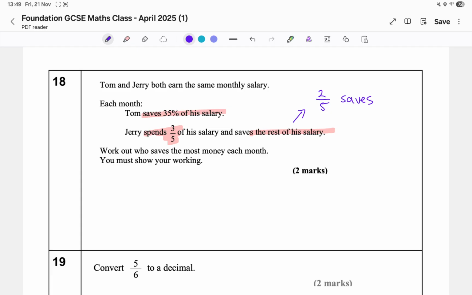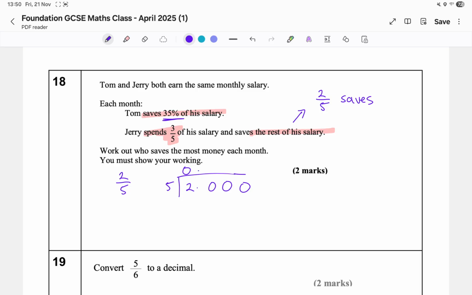So to work out who saves the most each month, we're going to get them both as percentages. So we know how much he saves. So we're just going to convert 2/5 to a percentage. So we're going from a fraction to a percentage: to do fraction to decimal and decimal to percentage. So I'm going to do 2 divided by 5 first.